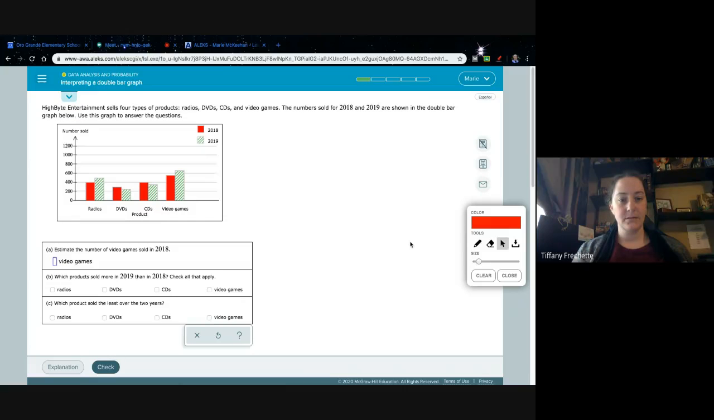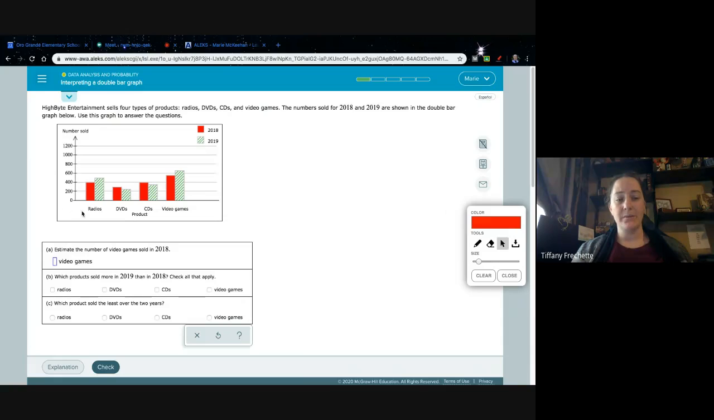Next. Okay, High Byte Entertainment sells 4 types of products: radios, DVDs, CDs, and video games. The numbers sold for 2018 and 19 are shown in the double bar graph below. Use this graph to answer the questions. So let's take a look at the graph really quick. So we have number sold for the item.